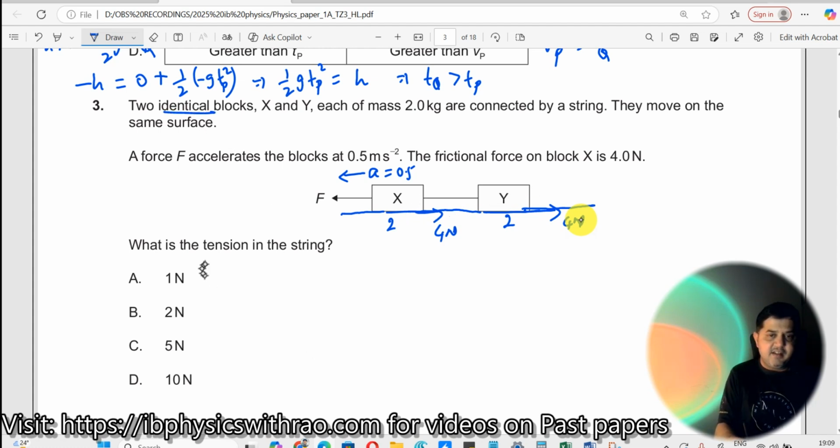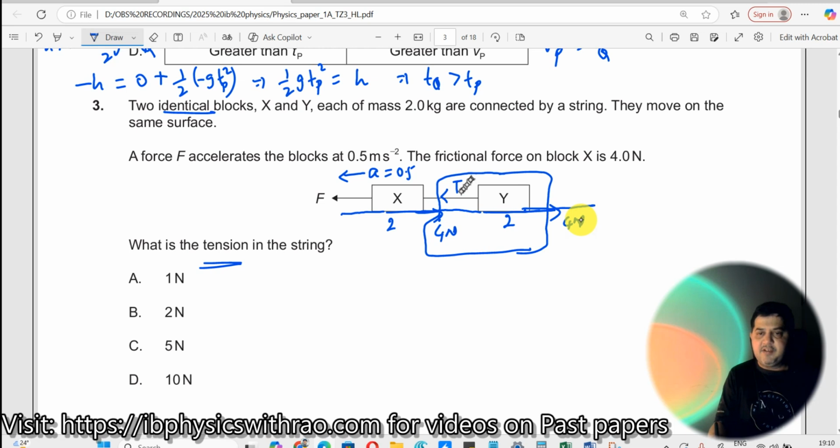Now, what is he asking? Tension in the string. Now what we do is, let us draw the free body diagram. We want to find out this one here. Let me write T is the tension here. If this is moving with 0.5, I'm writing the free body diagram only for this object.